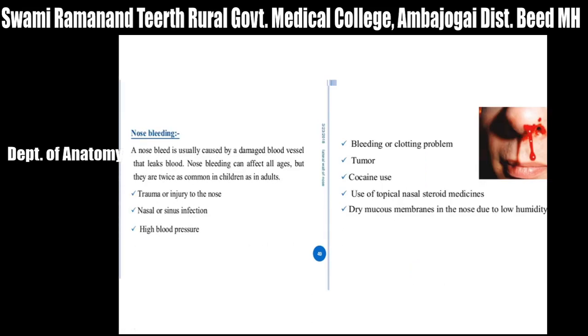Then nasal bleeding, you can write in applied anatomy. It may be due to trauma or injury to the nose, any infection of the nose, paranasal air sinus infection, or high blood pressure. You must know this terminology: bleeding through the nose is called epistaxis. Bleeding through the mouth, blood in the vomit is hematemesis, and blood in the sputum is hemoptysis.